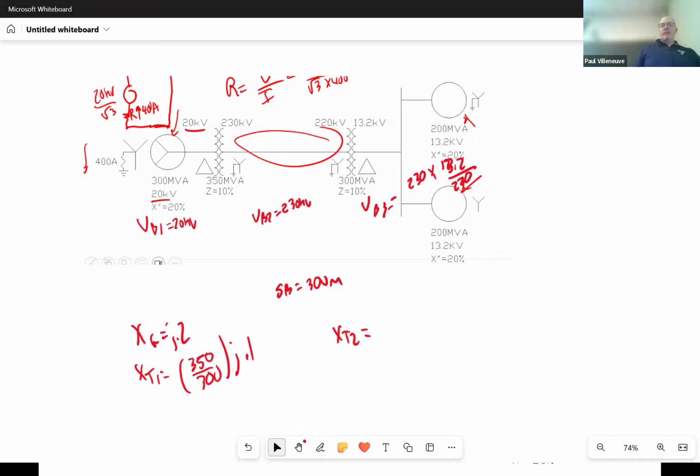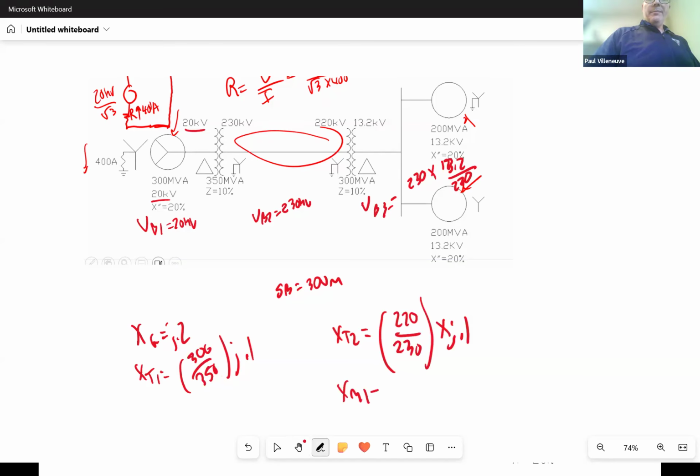XT2. Now the MVAs are the same, 300 and 300, so I don't have to do any corrections there. But I do have to correct for the V-base. So that's VB new. No, VB old. Wait a minute, it's VB old over VB new. Yes, so it's 220. So I have these backwards. Sorry about that. That's supposed to be 300 over 350, and this is over 230, times j0.1. And for, we'll call that motor 1.